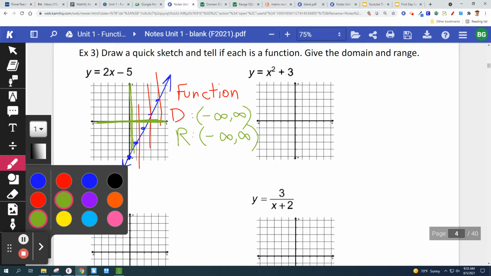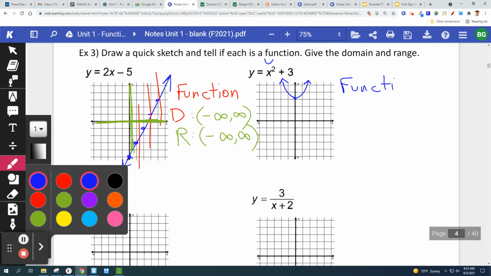So then the next one, x squared plus 3. You should know that x squared is a parabola. That's just something you should probably know. Plus 3 shifts it up 3. So we're going to have a parabola. I'm just drawing a quick sketch. That's not super accurate, but it's pretty good. It's a parabola that's shifted up 3. The vertex is at 3. That's good enough to tell me that it is a function.